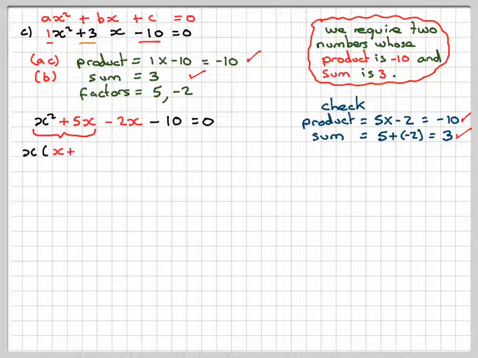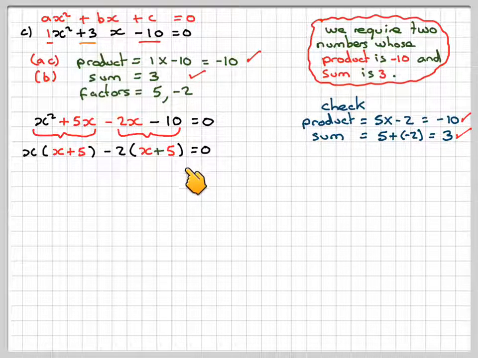Then you group the first two together and you look for the highest common factor, which is x. And in the brackets you get x plus 5. You've got a minus sign. And then you group these second two together, there's a common factor of 2, and then in the brackets you're going to get x plus 5. It's plus 5 because when you do minus times a plus, you'll get back to minus 10.